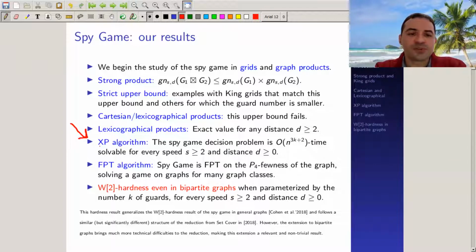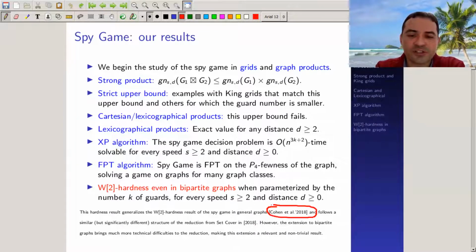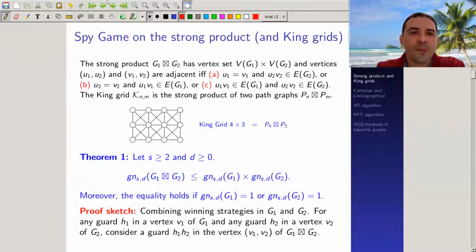We also obtain an XP algorithm parameterized by the number k of guards for any speed and any distance. We obtain an FPT algorithm from this XP algorithm parameterized by the P4-fullness of the graph, solving the game on graphs for many graph classes. And we also extend the NP-hardness results of Cohen et al. in 2018 to bipartite graphs. This is a very technical result.